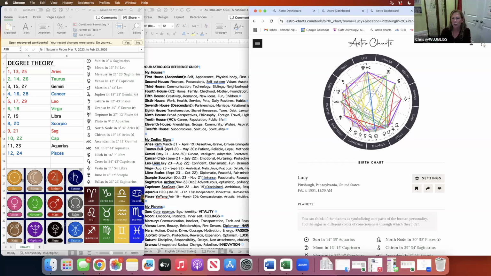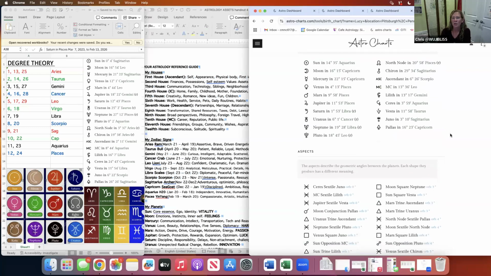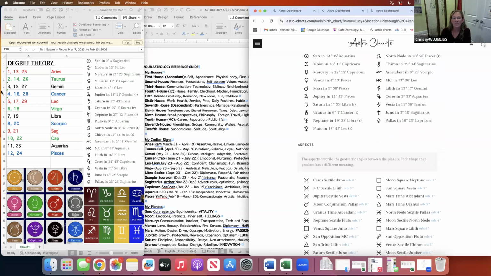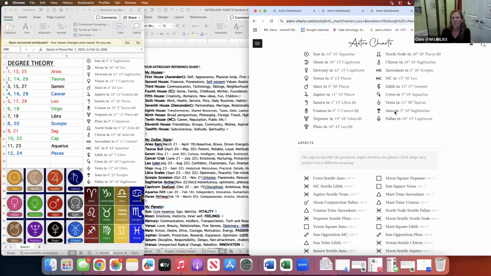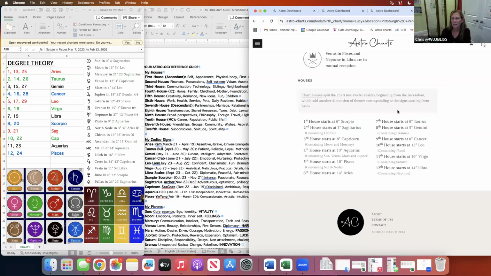Let me just look at your Jupiter. I love Jupiter in Pisces. Jupiter in Pisces is more daydreaming. It's a lot of luck. Ooh, and you have Jupiter in Pisces in the 11th degree. If you look here all the way to the left, you'll see degree theory, and you'll notice that 11 is the degree of Aquarius. I love Jupiter in Pisces in 11 degrees.